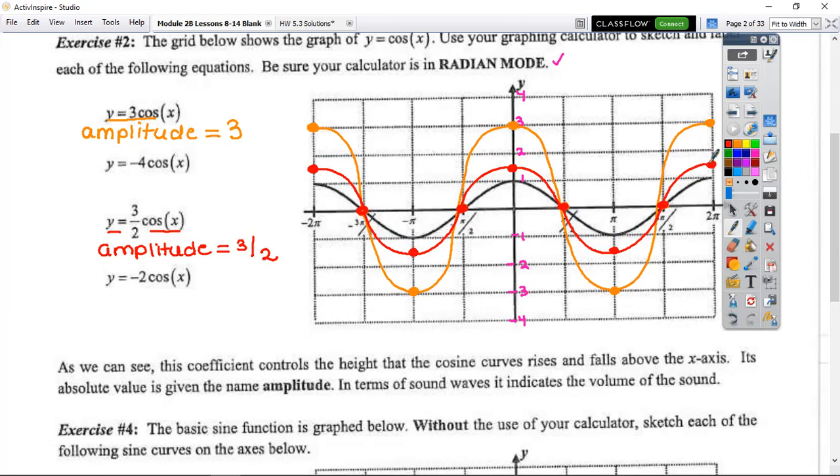Okay. Now the second equation. There is a negative in front of it. And you just wrote down the amplitude cannot be negative. And it can't be. That negative is a concept you discussed in geometry. When you have a negative in front of a function, this means that it got reflected over the x-axis.